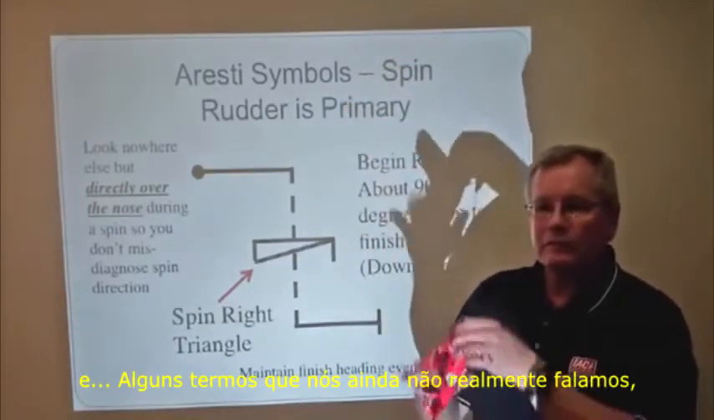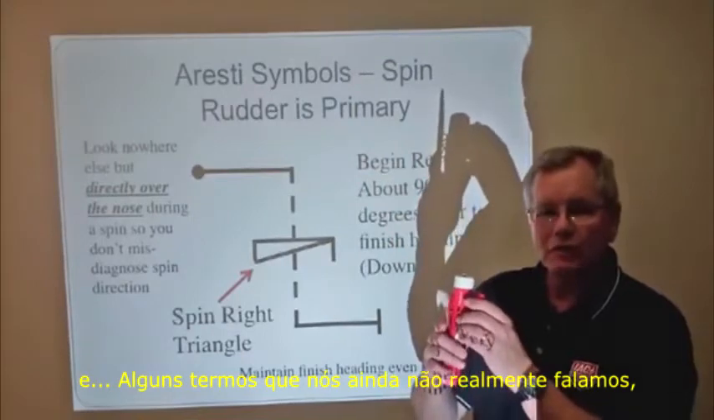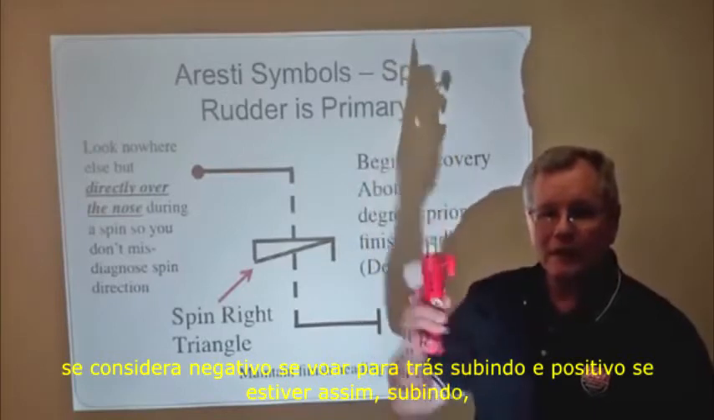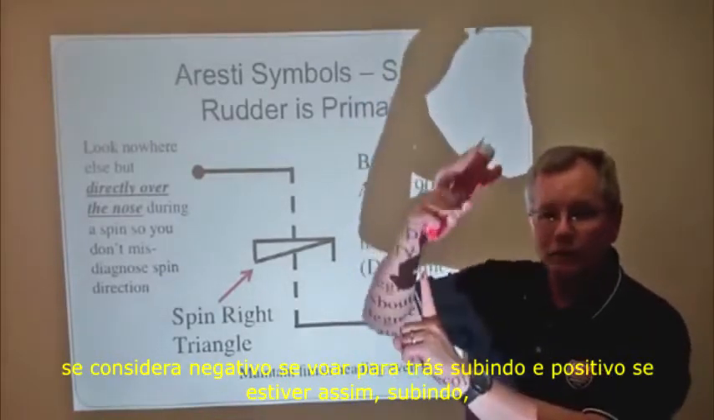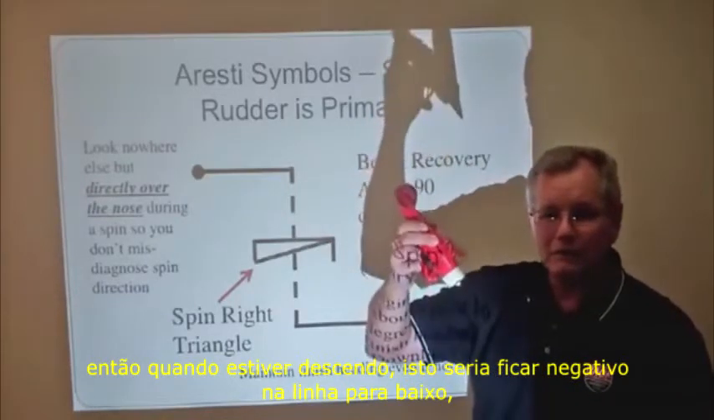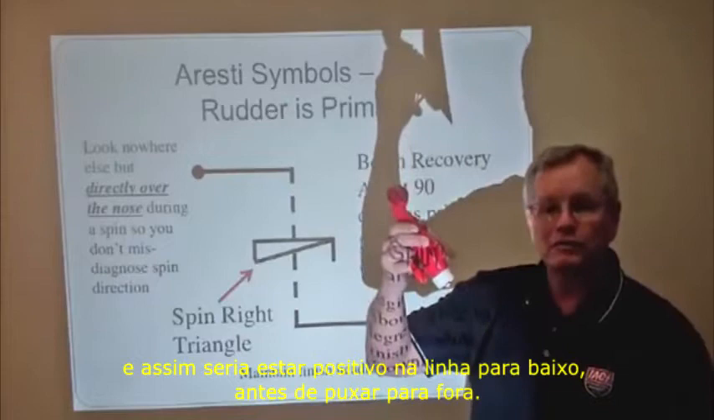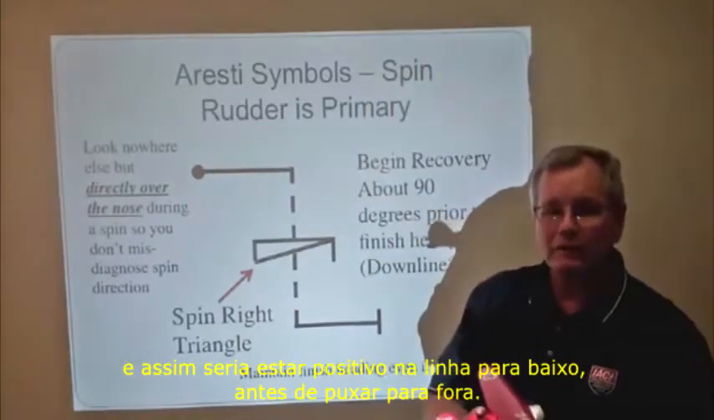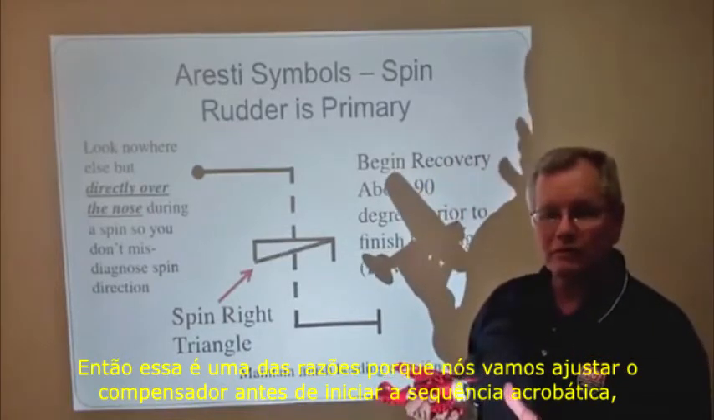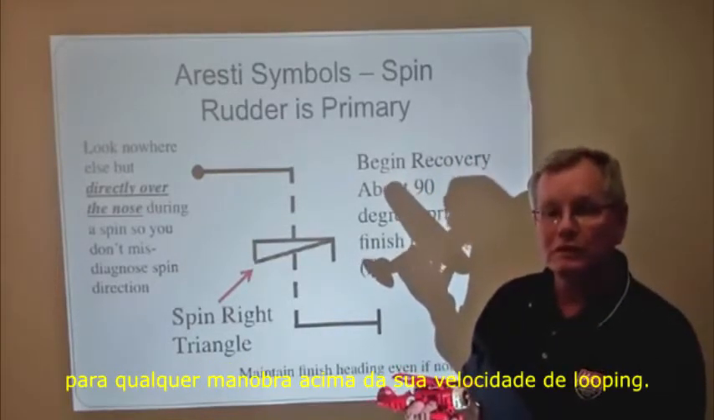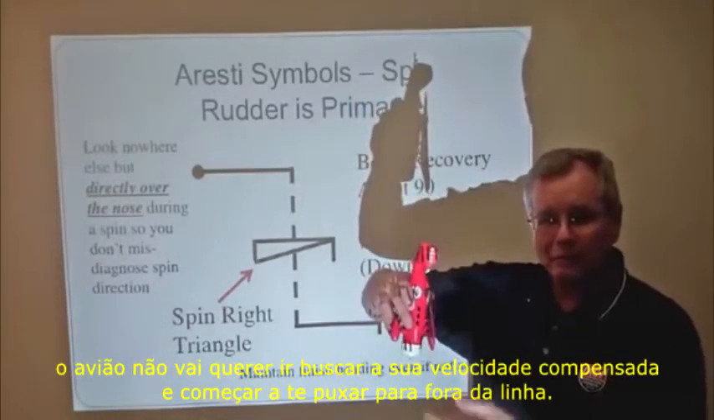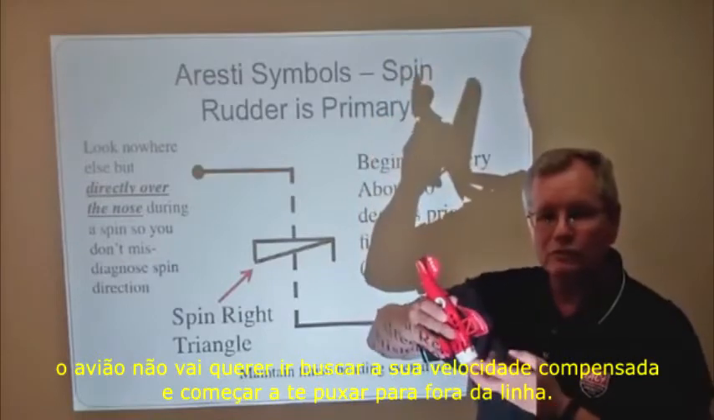And some terms that we hadn't really talked about before: you're considered negative if you're over on your back going up, and positive if you're like this on the way up. So on the way down, this would be being negative on the downline, and like this would be being positive on the downline before you pull out. That's one of the other reasons why you want to set your trim before you start your aerobatic sequence to something faster than your looping speed. Because if it's any slower, once you get going fast after the downline here, the airplane will want to seek its trimmed airspeed, and it will start to pull off the line.